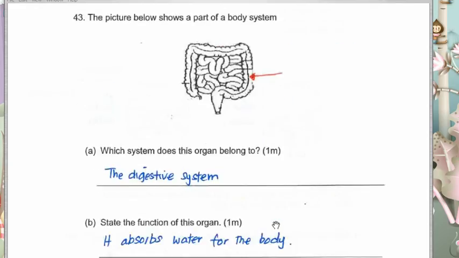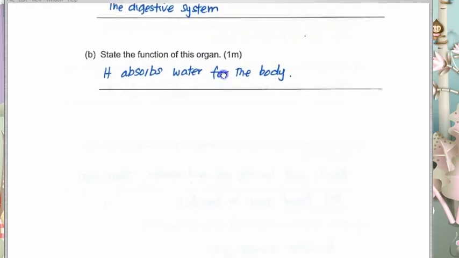Okay, for this system, the arrow is pointed to the large intestine, right? Which system does this organ belong to? The large intestine belongs to the digestive system. Okay, B, state the function of this. It absorbs water for the body. All right, that's all.